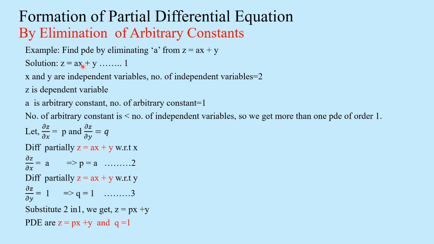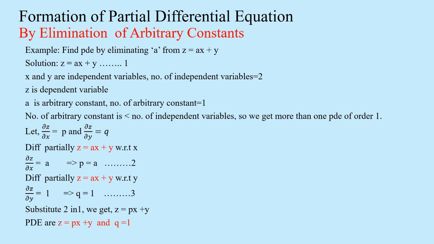So z is equal to a x plus y, and the value of a is p, so we get z is equal to p x plus y. So z is equal to p x plus y. This is the second partial differential equation. So in this case, we are getting more than one, that is two partial differential equations of order 1.